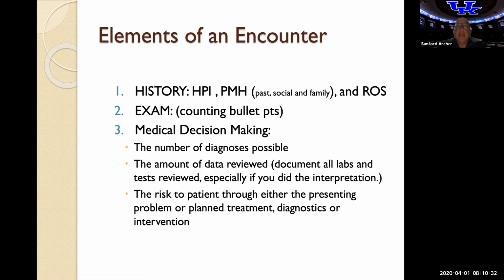So when we look at the elements of an encounter for an office visit, whether it's a new patient or a return patient, the history obviously is terribly important. That's where we make our diagnosis, but we have to include the HPI, the past medical history, which includes social and family history, and a thorough review of systems. The buzzword for this is a 14-point review.